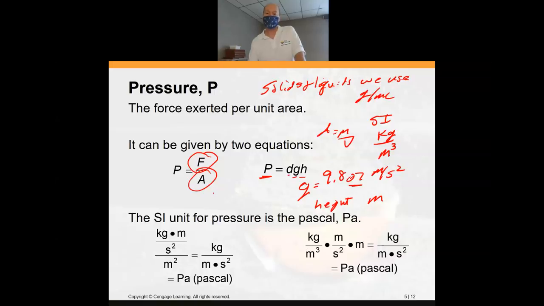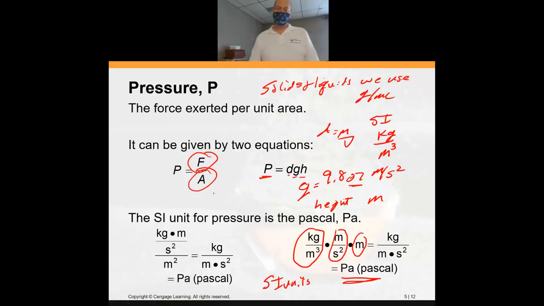When you put in your SI unit for the density, kilogram per meter cubed, and your SI units for gravitational force, meters per second squared, and your SI unit for height, which is meters, you get a kilogram per meter per second squared. So the SI unit for pressure is the Pascal. All right, so you have density, gravity, and height.